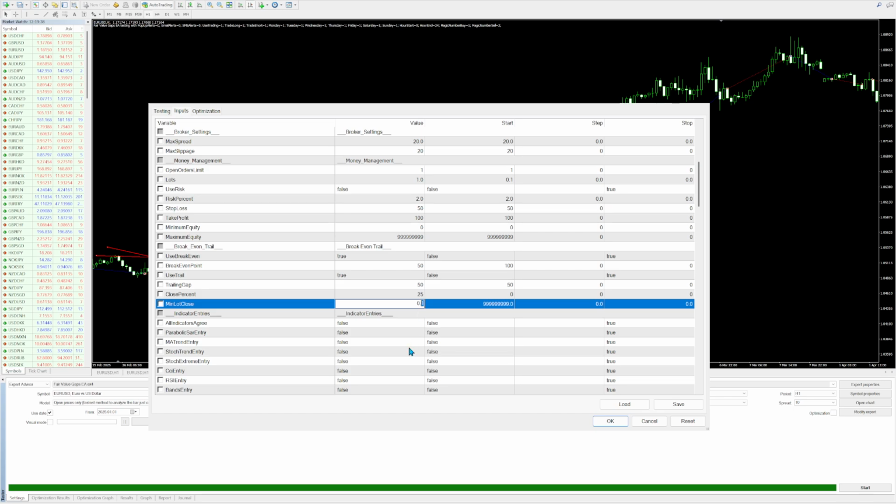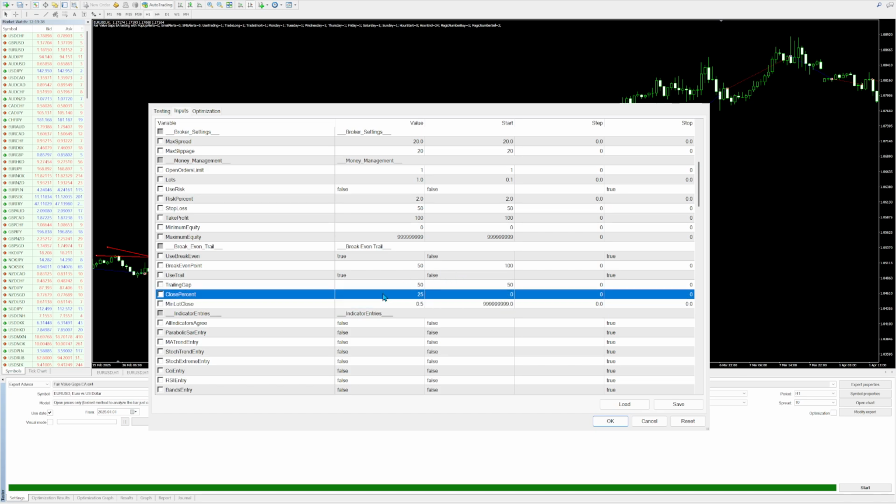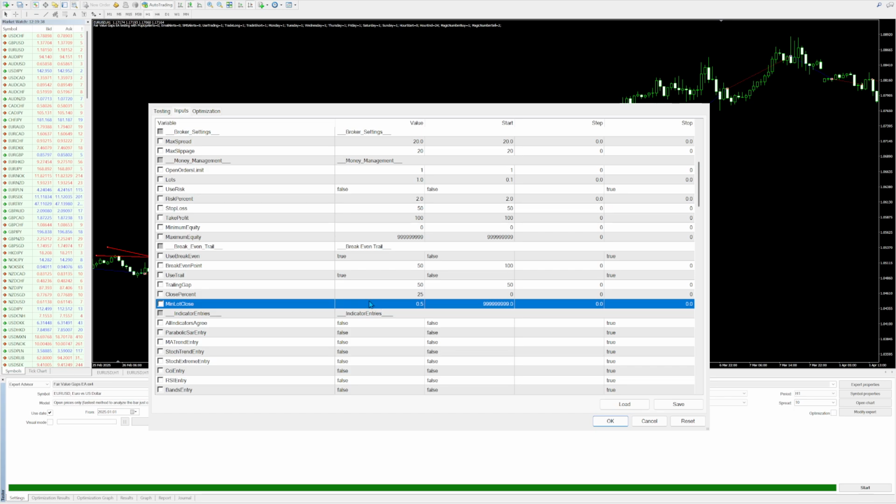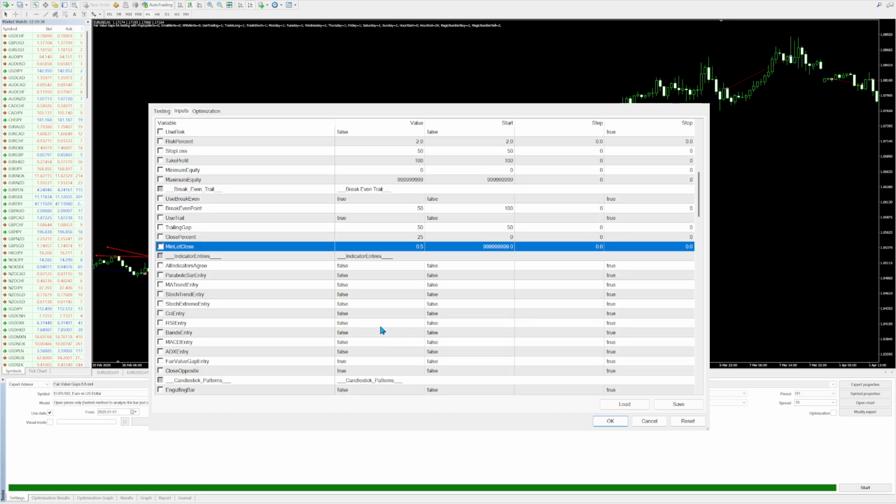That's handy. Perhaps you want to just leave, let's say, 0.5 in this instance every 50 pips. The EA will close 25% until you have 0.5 lots left, and it will just let that run. It's good if you want to bank some profits whilst trying to capture big moves.